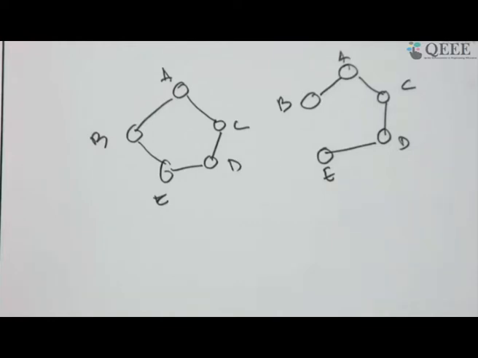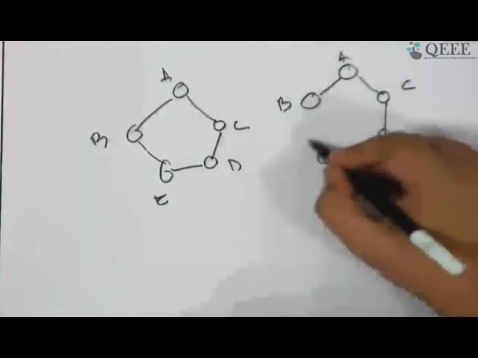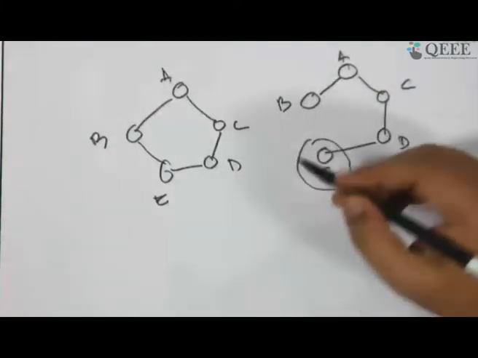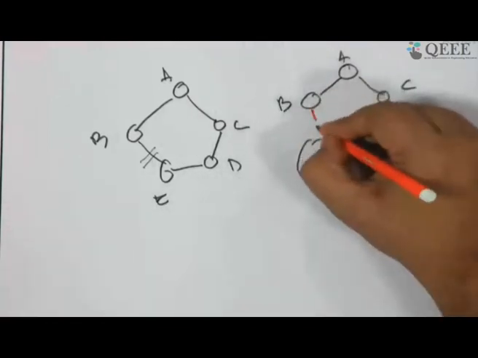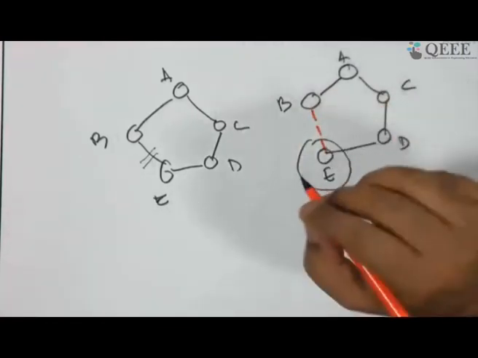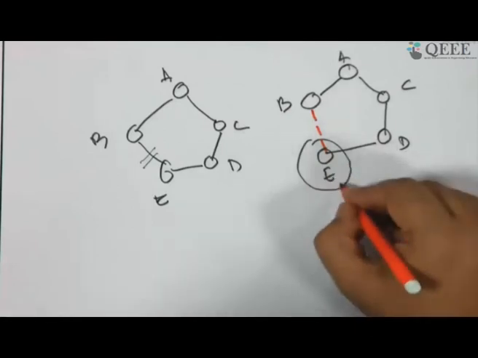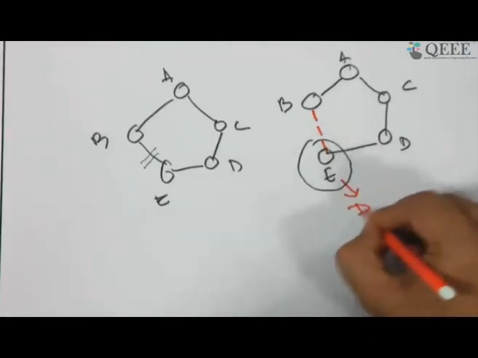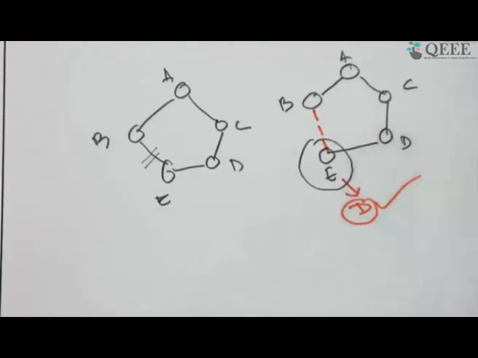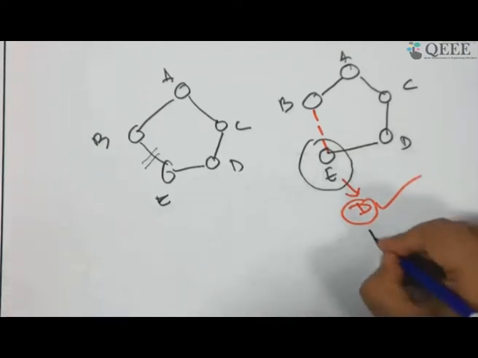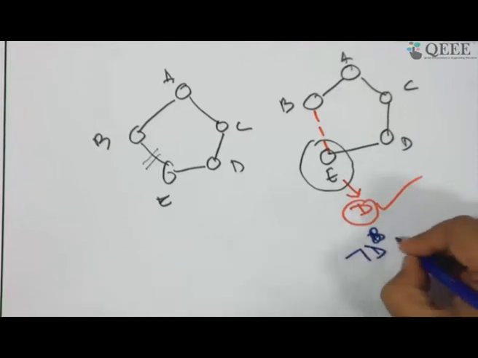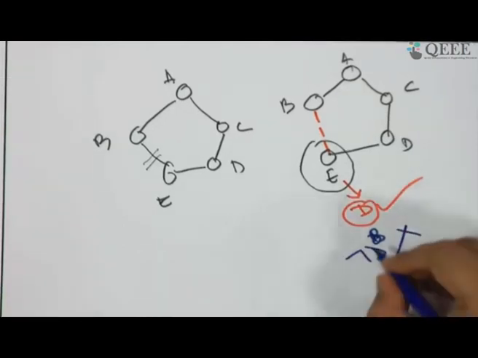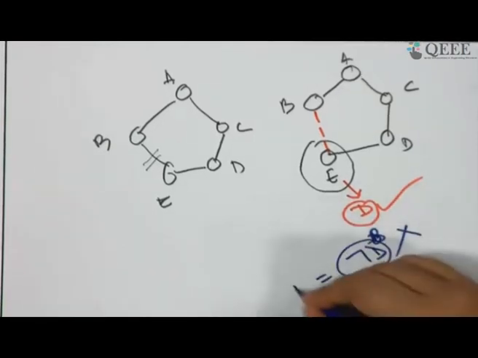Now, what happens when you are at E? This connection is still there, but it is not part of the tree. So, E has this information that any packet which comes from D is legal, and any packet which comes from anybody else than D is illegal. Anybody else than D here is B.